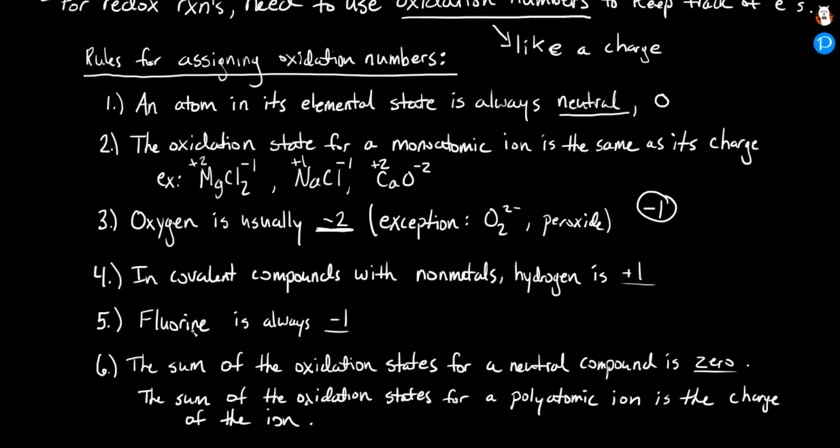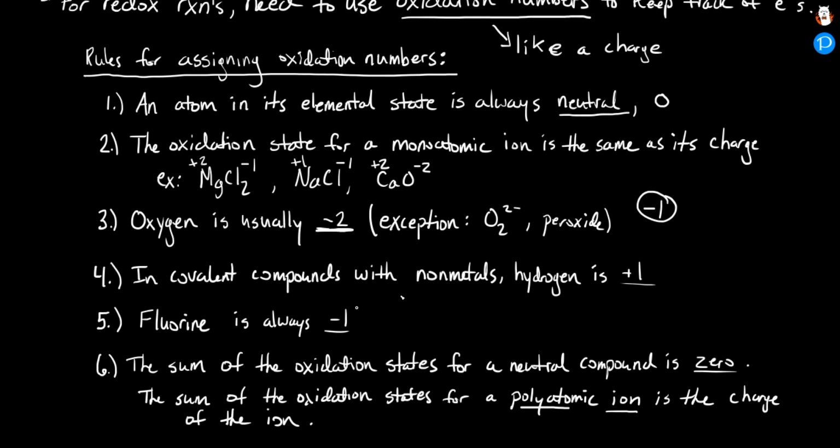Whenever you see fluorine, doesn't matter what it's with, it's always going to be -1 for a charge or an oxidation number. And then this last one down here, the sum of the oxidation states for a neutral compound needs to add up to be 0. But if you're dealing with a polyatomic ion that has a charge, that means your oxidation numbers for each thing within that polyatomic ion have to add up to equal the charge.